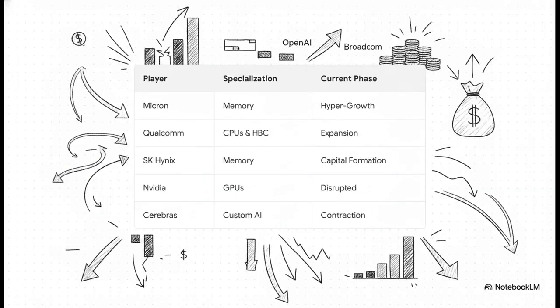If we map out the current ecosystem, a really fascinating picture emerges. Look at NVIDIA here. It's now categorized as a disrupted monopoly. They're facing some intense custom chip competition from giants like OpenAI and Broadcom. Meanwhile, the memory infrastructure players are just killing it. Micron is in a full-blown hypergrowth phase, and SK Hynix is in this massive capital formation stage, raising $29 billion. On the flip side, custom chip maker Cerebras is actually in contraction, with shares plunging below their IPO price over margin fears. So the takeaway? Capital is aggressively flowing straight toward the memory backbone.